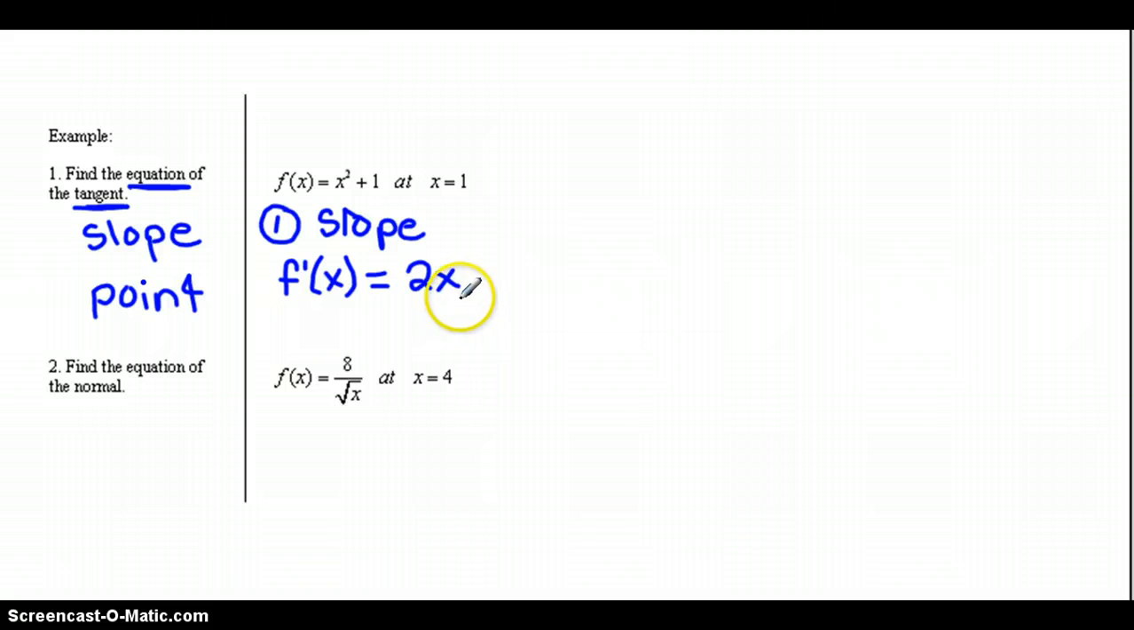But we're actually asked to find the slope at x equals 1. So we're asked to find the slope at a particular point. So I'm actually going to find f prime at 1. That means that my slope is now 2 times 1. So I actually have a value for my slope when x equals 1, which is 2.